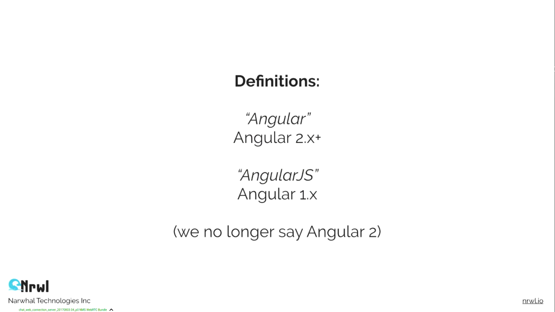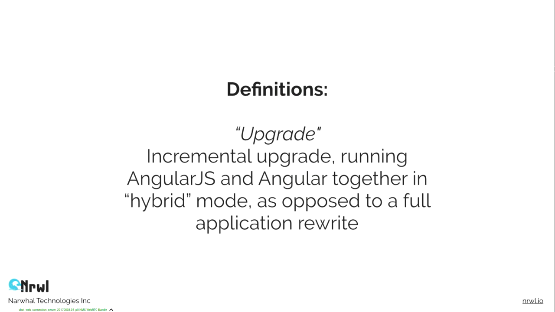I'm going to say Angular a lot in here. That only means Angular 2.0 plus, so Angular 4, Angular 5, all that. And AngularJS means Angular 1.x. So to make Rob and Igor and Stephen Fluen happy, we don't say Angular 2 anymore. And when I say upgrade in this talk, I'm talking about a specific kind of upgrade strategy, the kind where you run AngularJS applications and Angular together in the same environment, which we also call hybrid mode. So where you run them in the same context and you are incrementally upgrading the application, upgrading components and services one at a time to Angular from AngularJS in harmony.